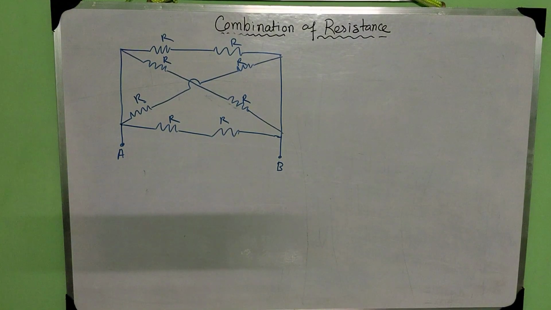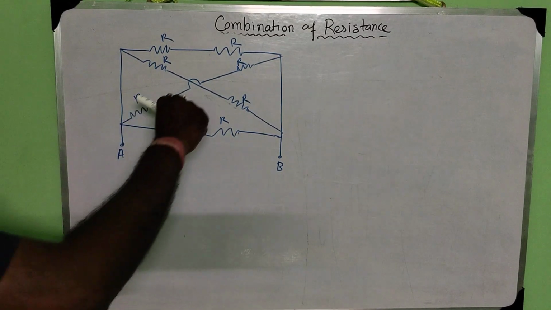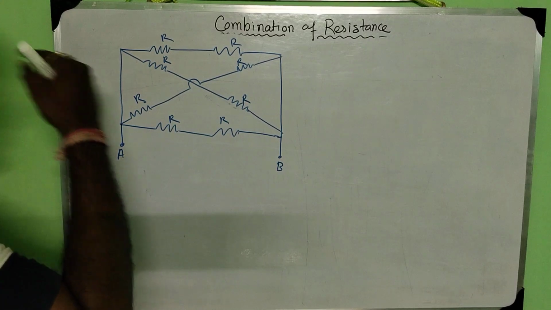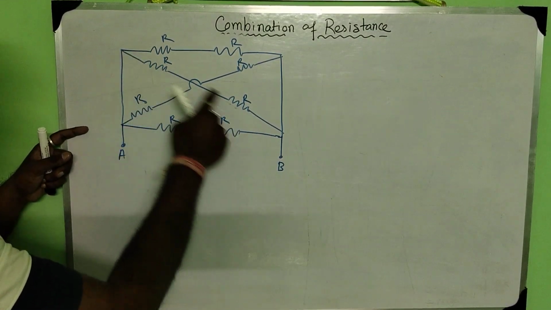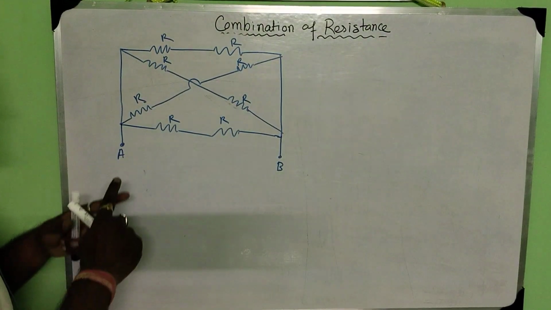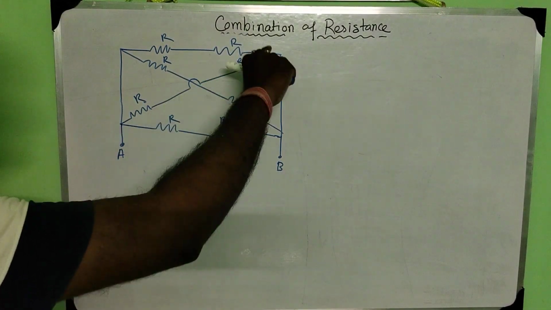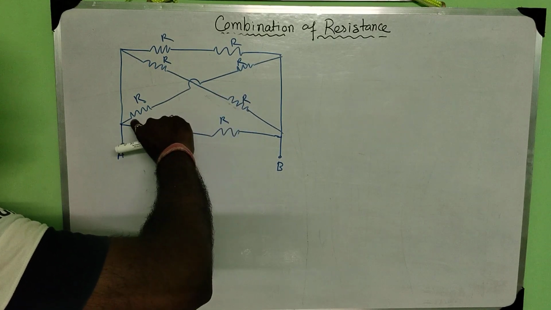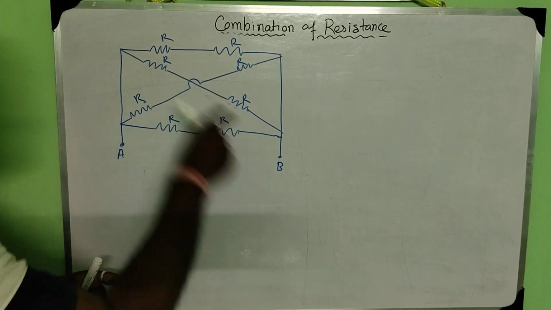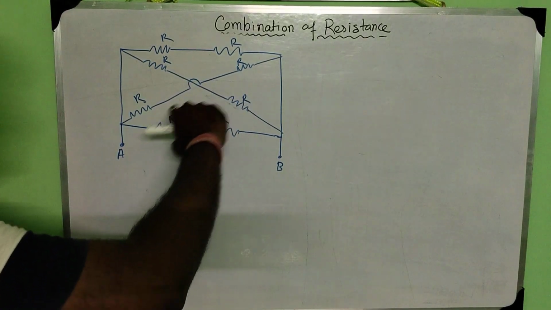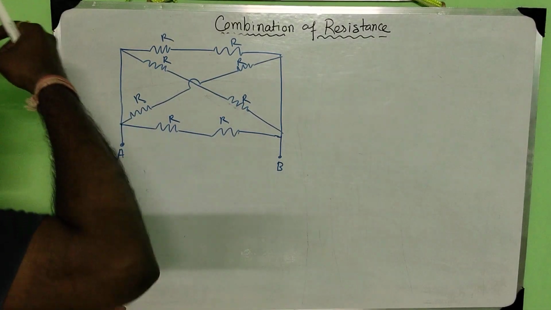Now find out the equivalent resistance of this circuit. This branch and this branch are not connected. This branch passes over the upper side of the other branch, so they are not connected.